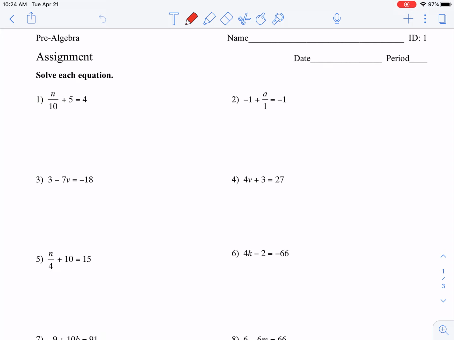Again, today we're going to take a look at two-step equations. Your assignment is really just going to be 10 two-step equations. You can complete the assignment up to 3 times.